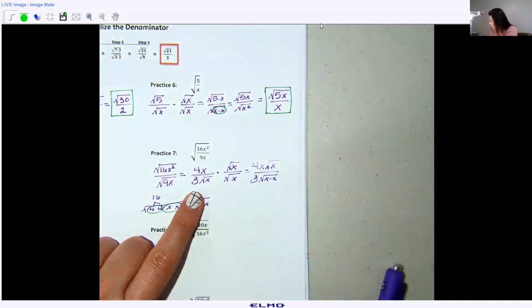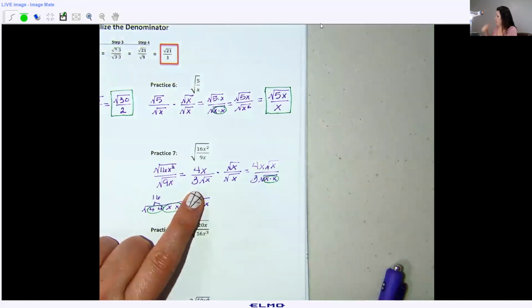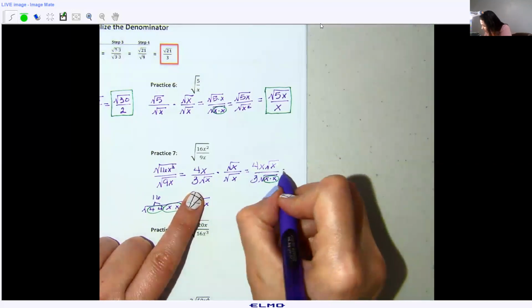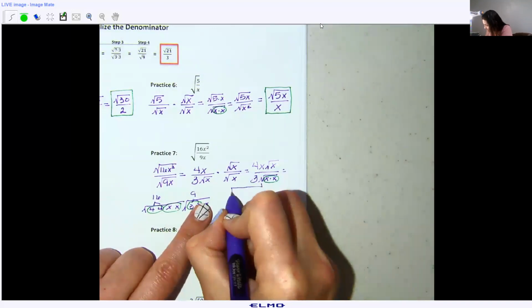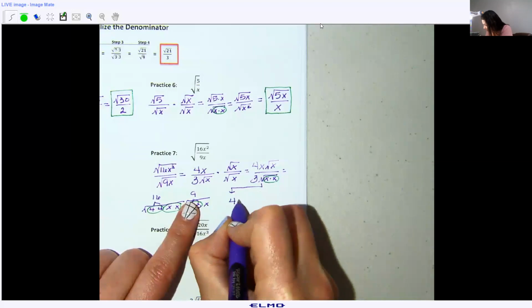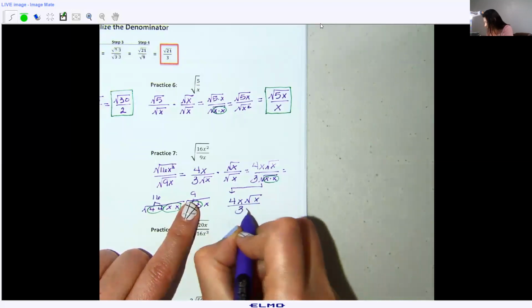Now I can pull this out right here. These two pair up. And I can rewrite this as 4x square root of x over 3x. Okay.